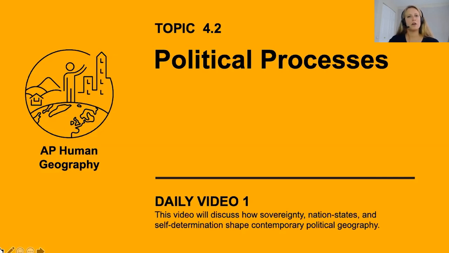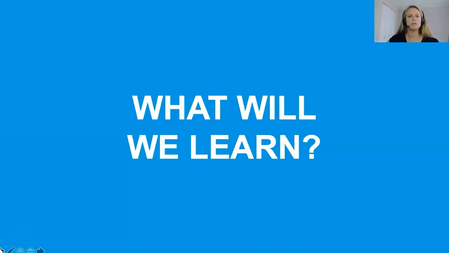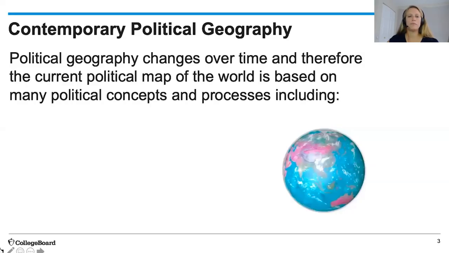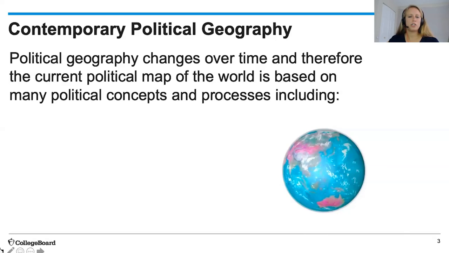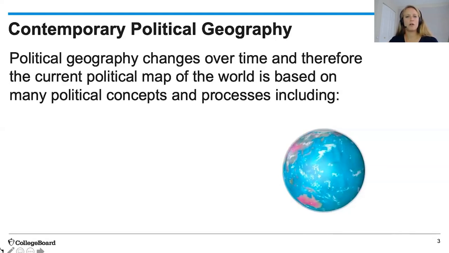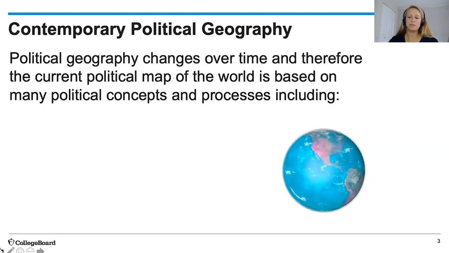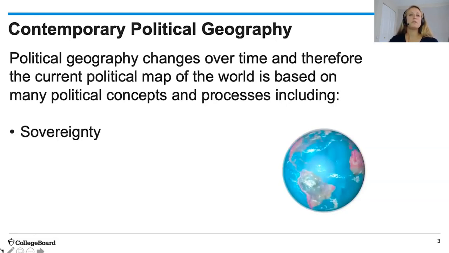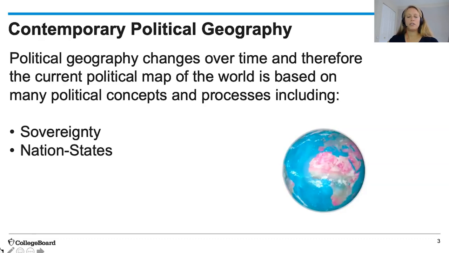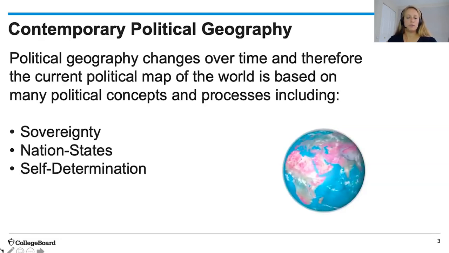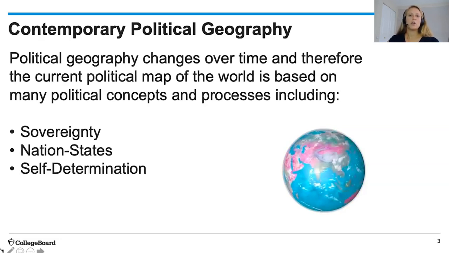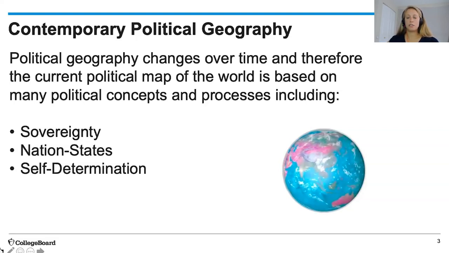I'm here today to talk to you about topic 4.2, political processes. So let's get into what we will learn today. Political geography changes over time, and therefore the current political map of the world is based on many political processes, including sovereignty, nation states, and self-determination. So we're going to look at each of these more specifically and look at some examples.